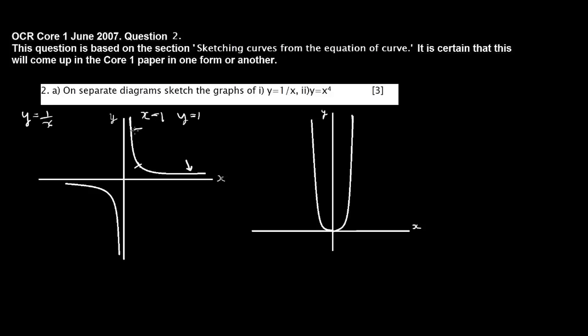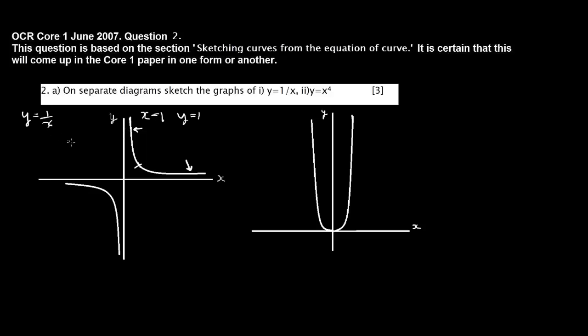Here, as x gets smaller and smaller, then again the value of y gets higher and higher, but x never gets to 0. Because when x is 0, then we've got a divide by 0 error. We've got y equals 1 over 0, which doesn't happen.